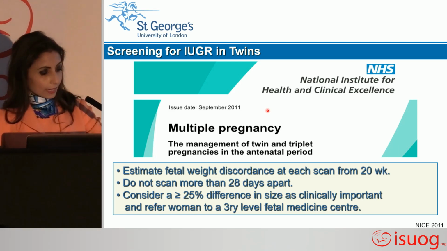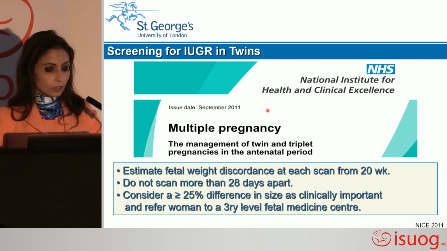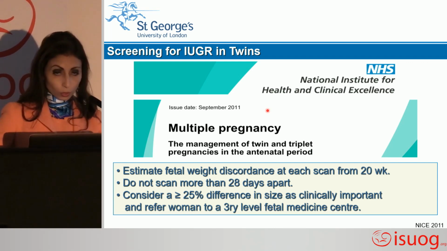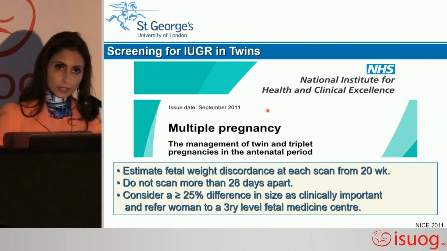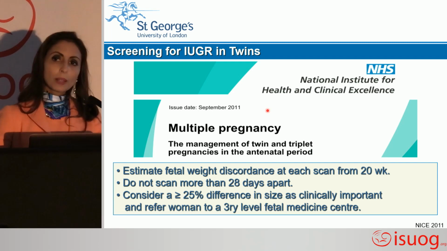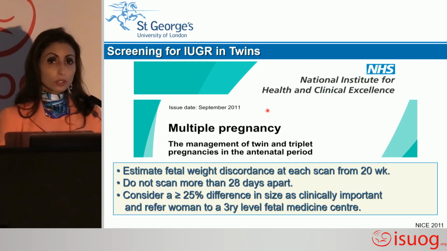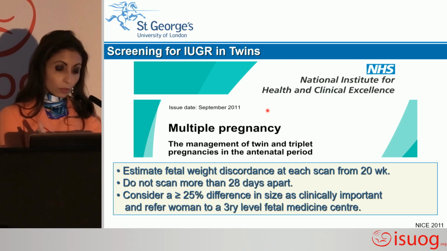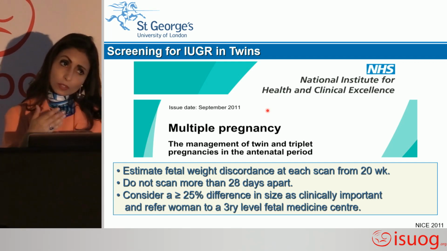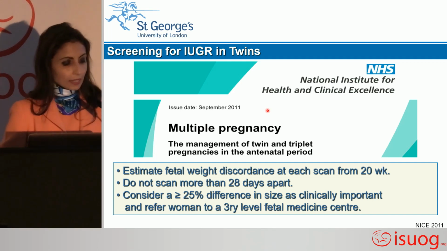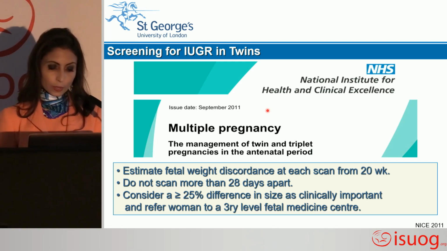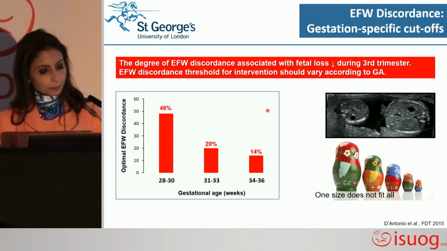And again, we said that the NICE guideline, which was published about 8 years ago now, said that we should estimate the fetal weight discordance. We calculate the estimated fetal weight of the bigger baby minus the smaller baby, divided by the bigger baby, multiplied by 100 to get the percentage, and we should do that from 20 weeks. The frequency of the scan should be at least every 4 weeks, and we did mention in monochorionic twins moving to every 2 weeks. And NICE guidelines said 25% discordance would be the cutoff to refer this pregnancy to a tertiary level fetal medicine center.